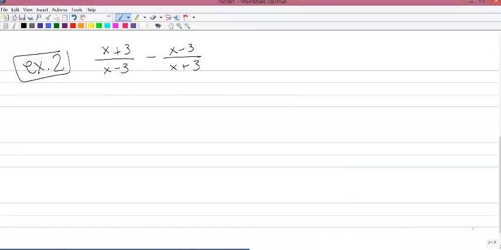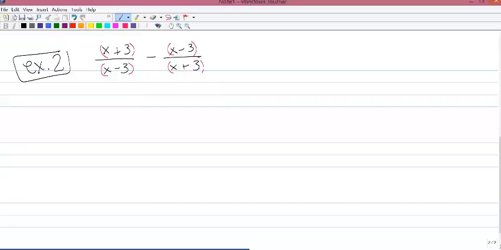Okay, in our second problem here, the first thing I'm going to notice is that I want to group these together just so I remind myself not to start getting slash happy. And we're subtracting here. So let's take a look at the factors we have.